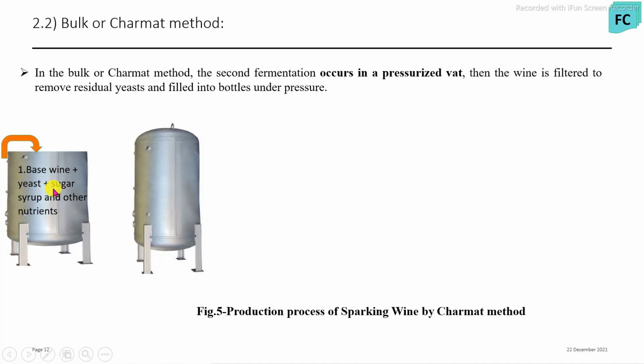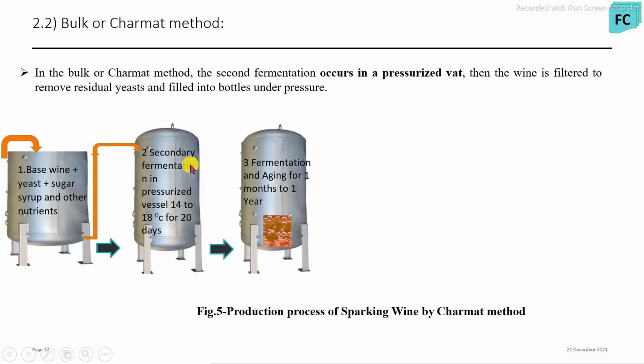Sugar syrup or sugar is directly added as per the requirement of the final alcohol percentage and the carbon dioxide requirement, with proper mixing of the sugar, yeast and base wine. They are transferred into pressure vessels, that is, retort type vessels, in which the secondary fermentation is carried out under temperature control, at 14 to 18 degrees Celsius for at least 20 days for proper secondary fermentation.